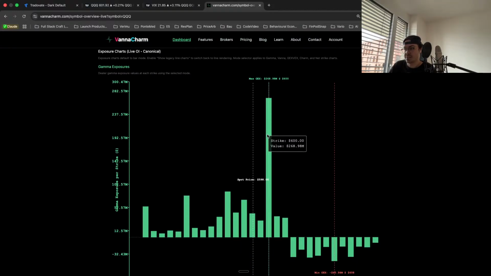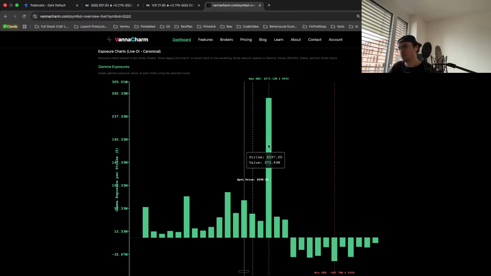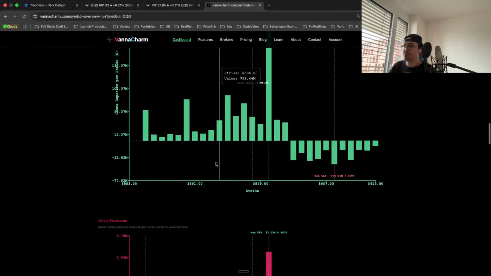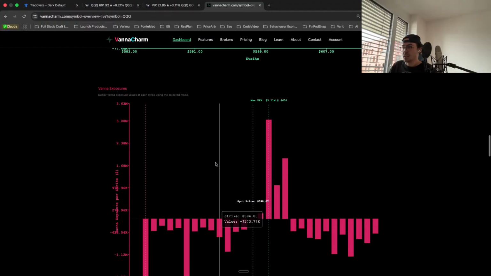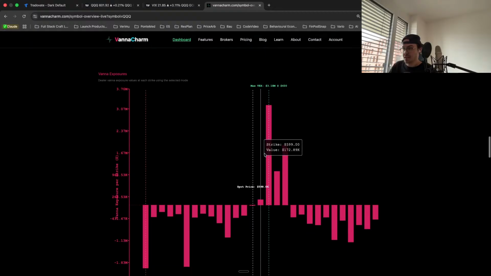But this can also act as overhead resistance, right? We can move up there, chop around, and we'll either eat through it or just fade off of it. That's also the major max Vanna strike.